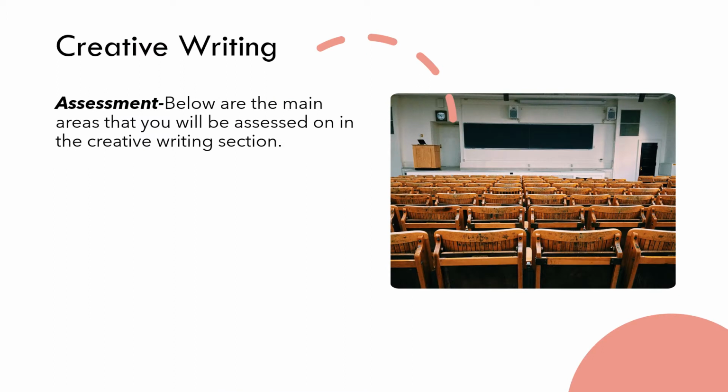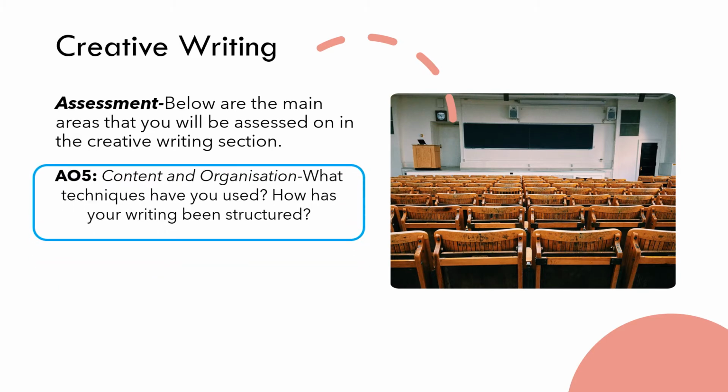Below are the main areas you'll be assessed on in the creative writing section. So we have AO5, content and organisation. What kind of techniques have you used and how has your writing been structured? The typical example that we use are things like gold standard techniques. If you're still not sure what they are, please take a look at some of our other videos that go into these in a bit more detail.